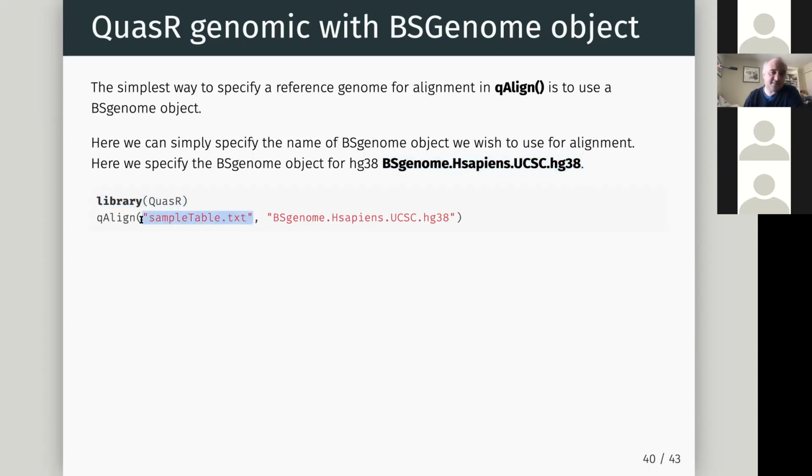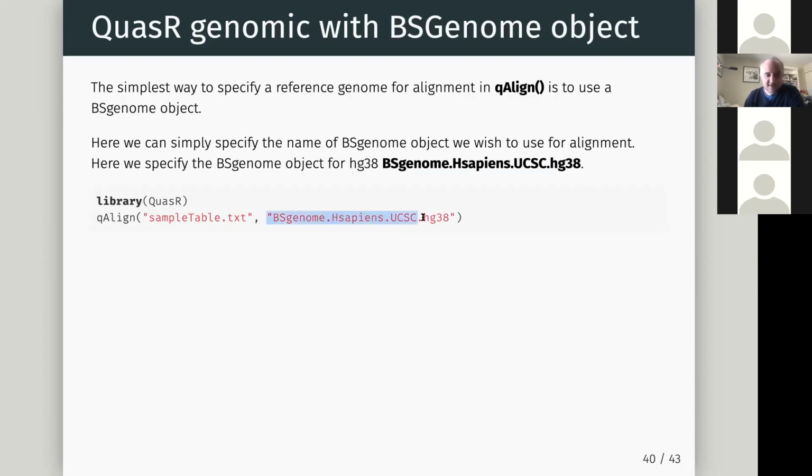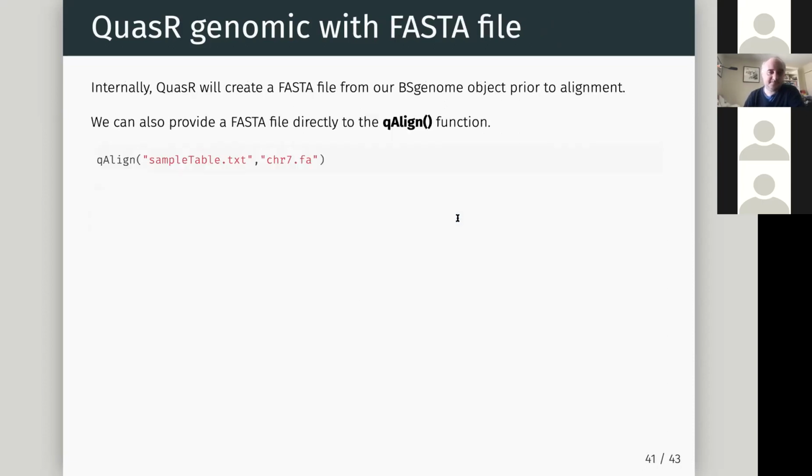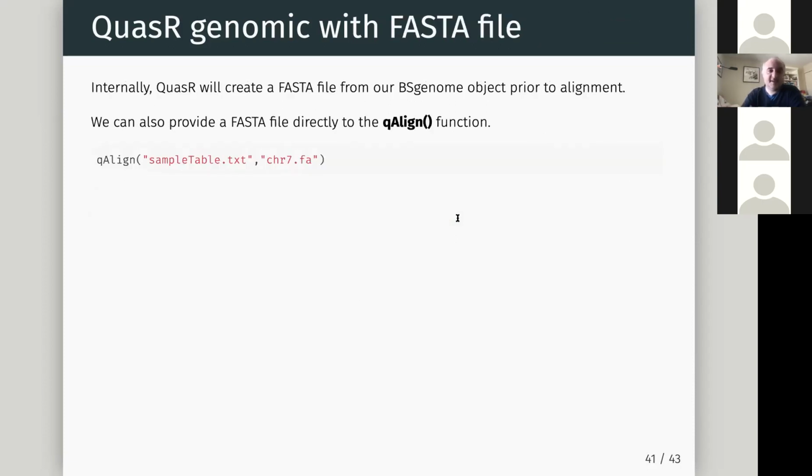And now I'm going to give it my sample table, what we saw here, and give it the name of the package to take the BSgenome from. And it will go and align with that. Similarly, if you wanted to make comparisons with Rsubread, if you already had your own FASTA, you're going to run qAlign, and you can just give it the FASTA. There is no step in creating an index here. It's going to do that as part of this process.